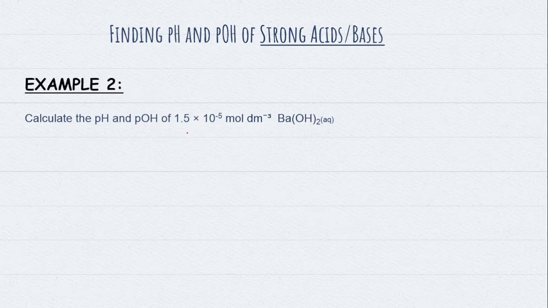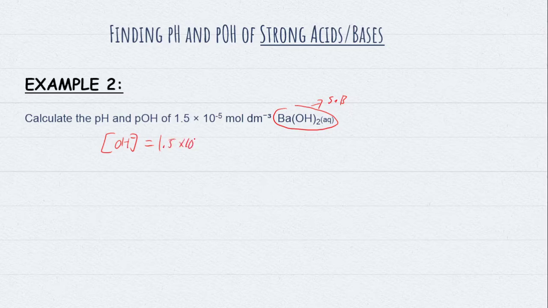Same thing, but now with 1.5 times 10 to the power minus 5 mol per dm cubed of barium hydroxide. Barium hydroxide is quite clearly a base. It is a strong base. So the concentration of OH- equals 1.5 times 10 to the power minus 5. However, this is a dibasic base, so times 2. 3.0 times 10 to the power minus 5 mol per dm cubed. Capital M for mol per dm cubed.